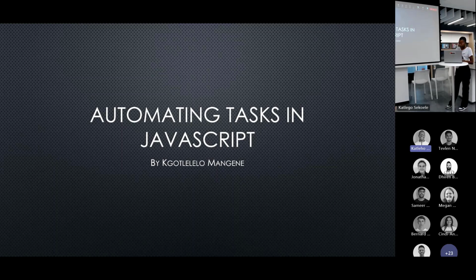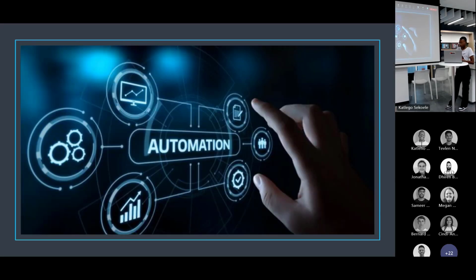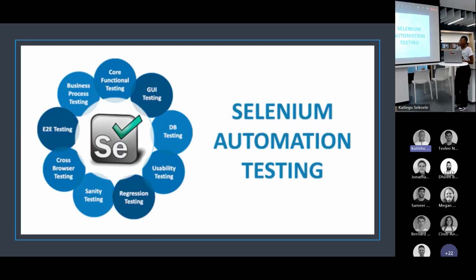Okay, so I'm going to be talking about automating tasks in JavaScript. I assume that most of us, if not all, know what automation is. In programming, we can say automation is when we write code that performs tasks that we don't want to perform manually, especially if we're going to do them repeatedly. Specifically, I'm going to be talking about Selenium automation testing, which is a tool that is used to automate the testing of a web application.